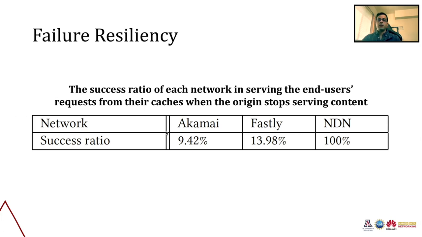As we can see in this table, Akamai and Fastly could serve only less than 14% of the requests, while NDN served 100% of all the requests. That is because all the requests over the testbed have a chance of being served by the testbed machine, which is directly connected to the video server, even if the request couldn't find the content anywhere else on the testbed. That is a really good example of when a content is actually available in a CDN, but because of the CDN's network design, the content cannot be served.